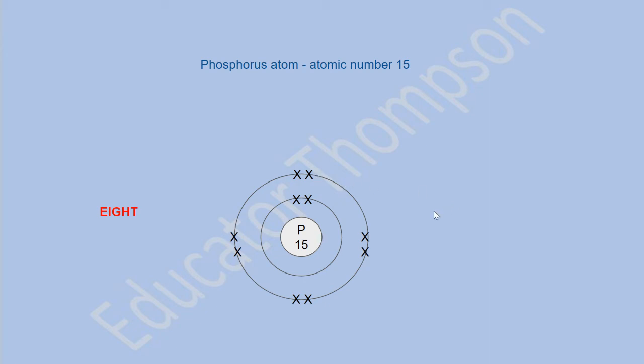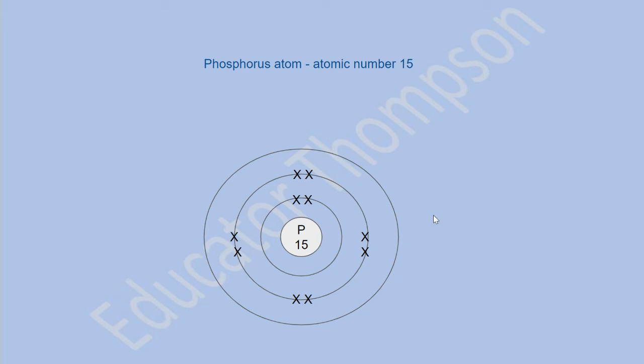We will draw a third shell, which can hold a maximum of 8 electrons, but we only have 5 more to add. These 5 electrons, we're going to add 4 single first, just as we did in the second shell, and then start to pair with the 5th electron. 1, 2, 3, 4, 5. This is the electronic configuration of phosphorus.